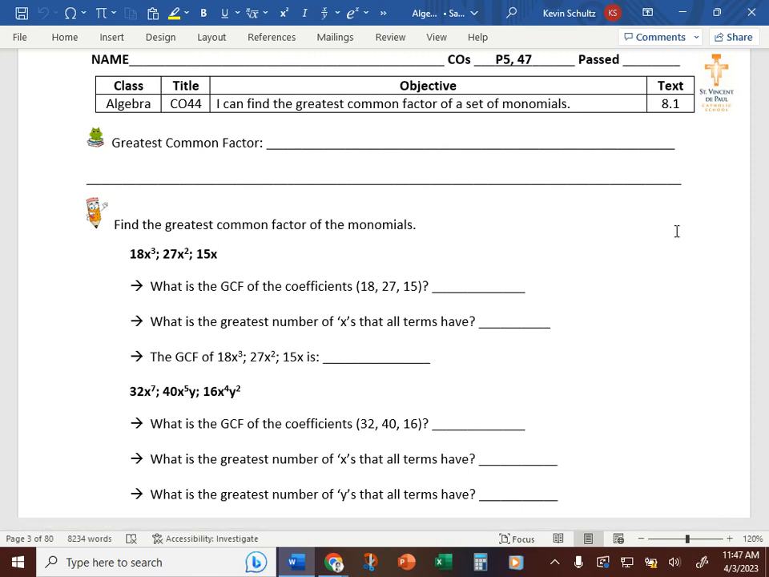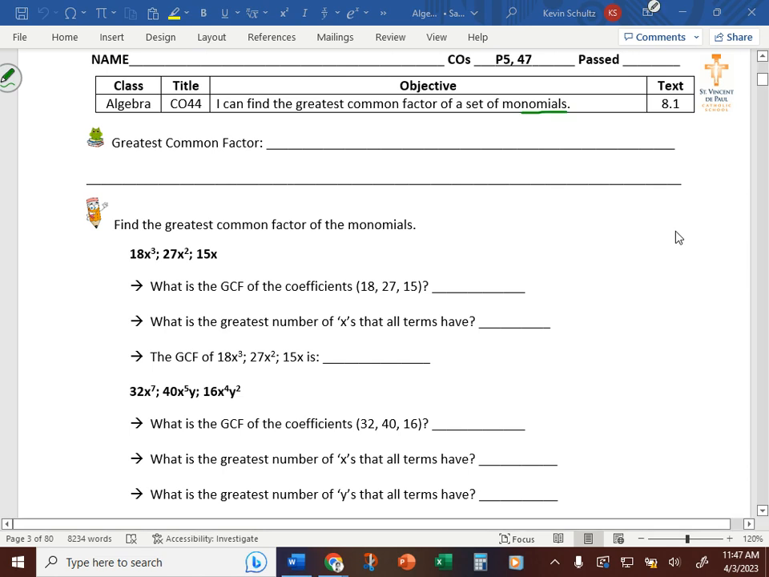Algebra, we are starting off the home stretch of the year, our third book, with CO44, finding the greatest common factor of a set of monomials. Now, we'll get into this a little more in CO45, but the term nomial just means an expression, or term.